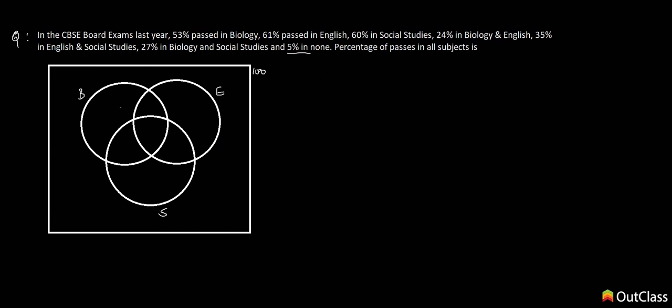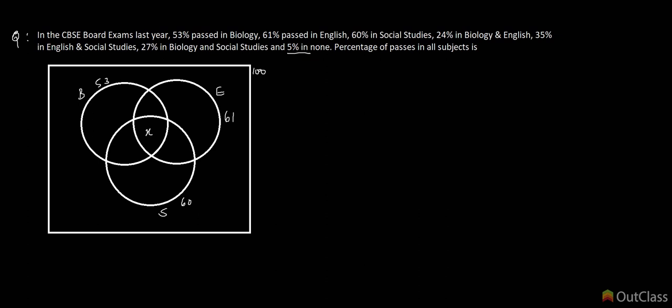The sum of all the numbers in the bio segment would be your 53. You wouldn't write it here, you would write it outside. 53. English was 61. Social studies was 60. And then you had all of this additional information. But if you want to fill up a Venn diagram, you always start with the center. And if you don't have the central portion, which is basically the intersection of all three sets, you would just put a variable there and write everything else in terms of that variable.